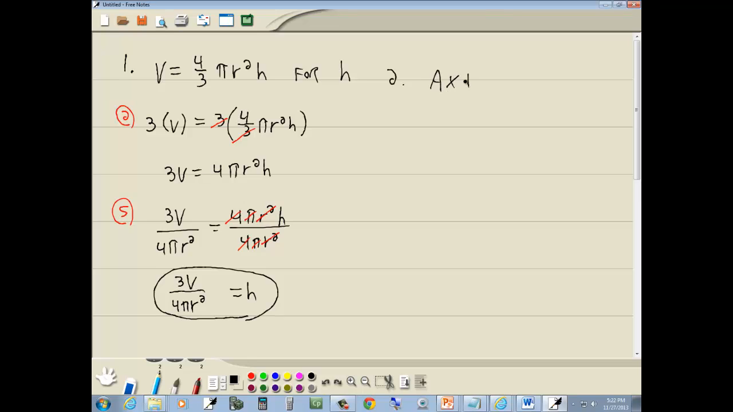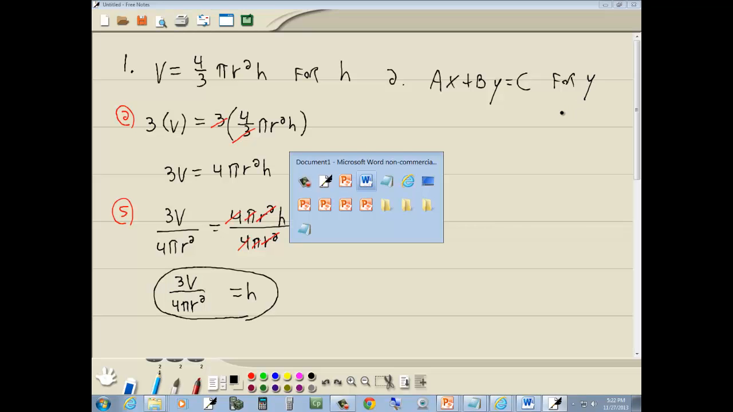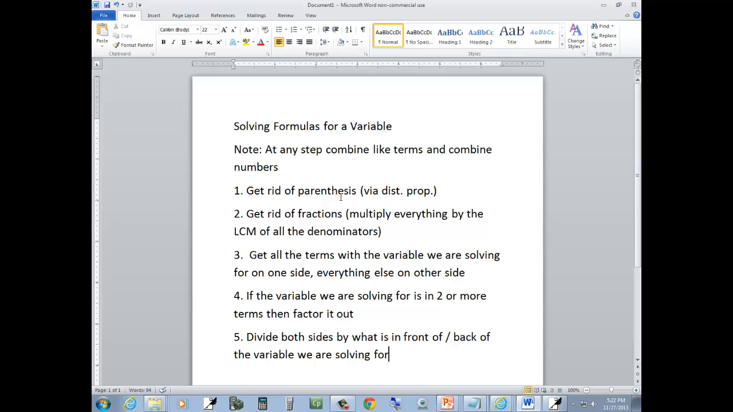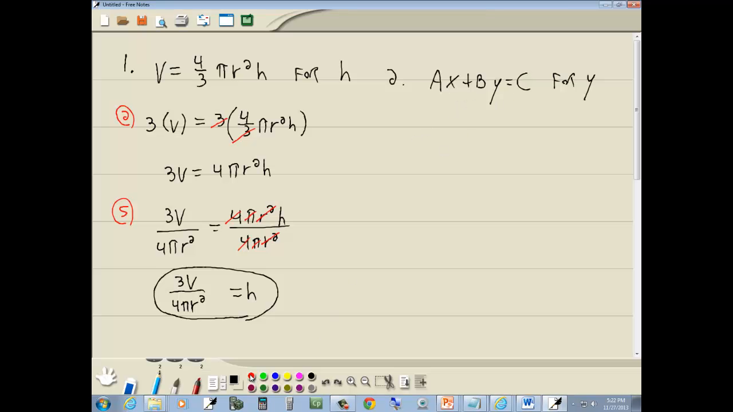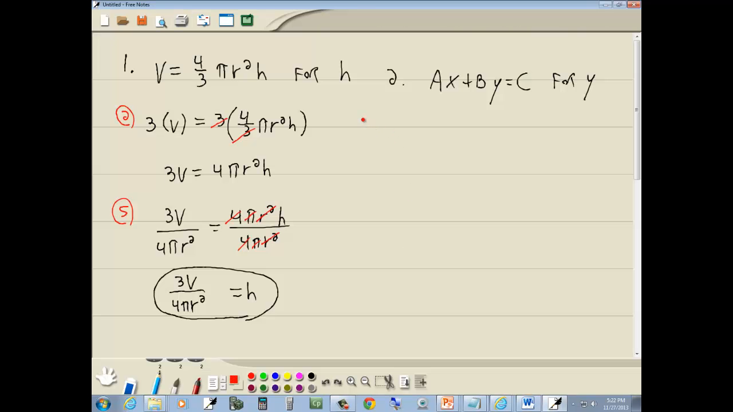We've got ax plus by is equal to c, and we're wanting to solve that for y. First step, get rid of parentheses. Don't have any. Second step, get rid of fractions. Don't have any. Step 3, get all the terms of the variable we're solving for on one side, everything else on the other side. Well, we're solving for y, so I'm going to take this ax and move it to the right side. Now when you take anything across your equals, your sign will change. So the ax becomes a negative ax.